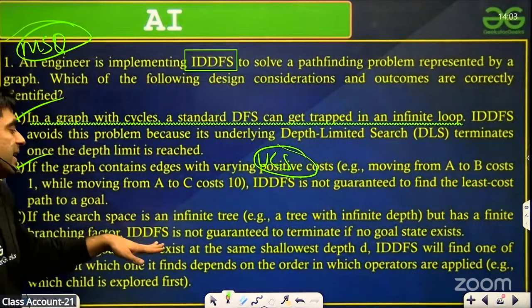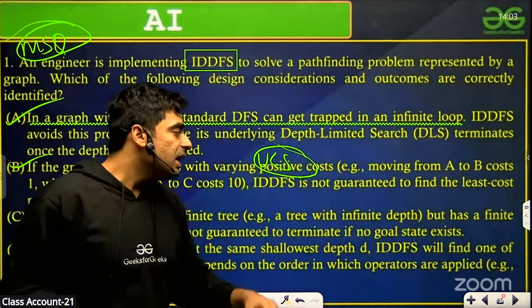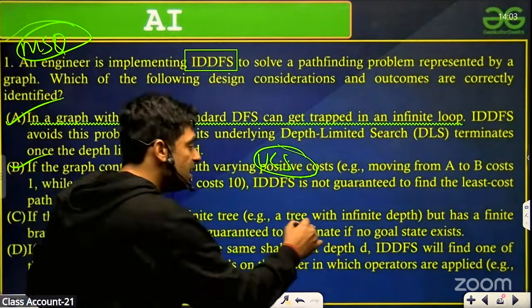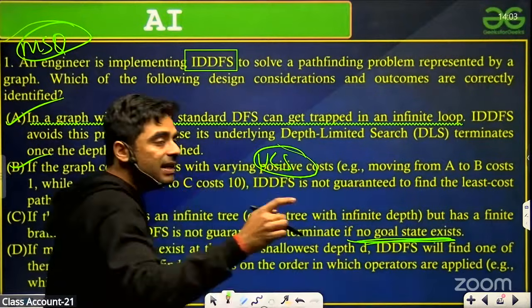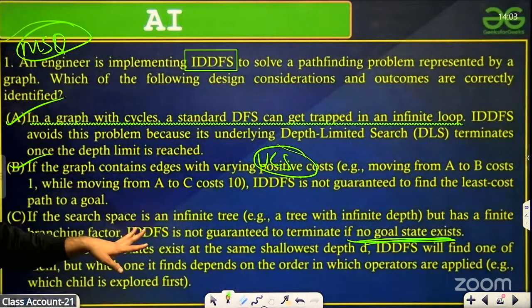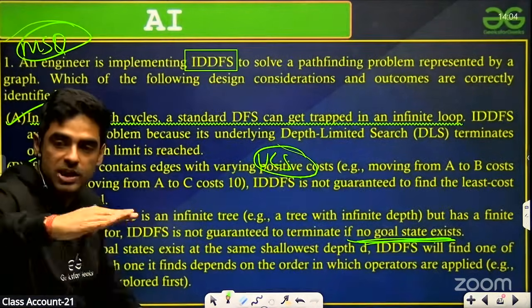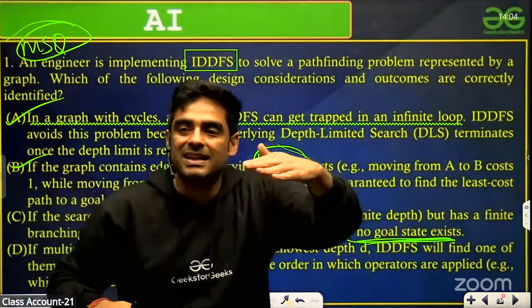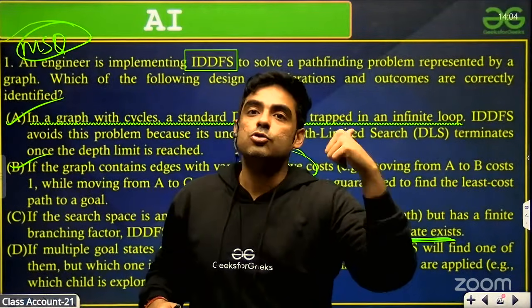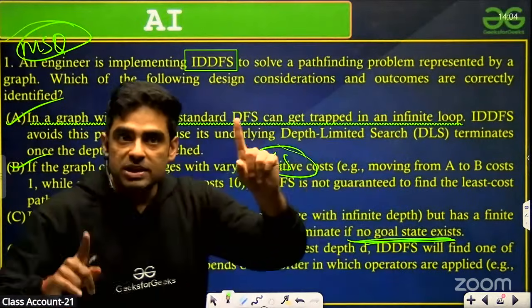Okay, so IDDFS is not guaranteed to terminate if no goal state exists. If no goal state exists, then IDDFS won't terminate, because it would keep iterating again and again. So that is also correct. Option C is correct, guys.